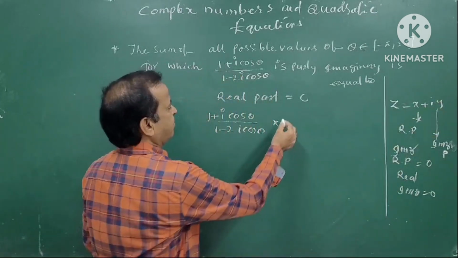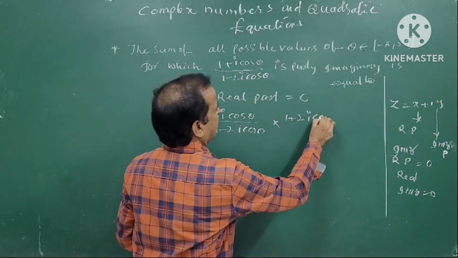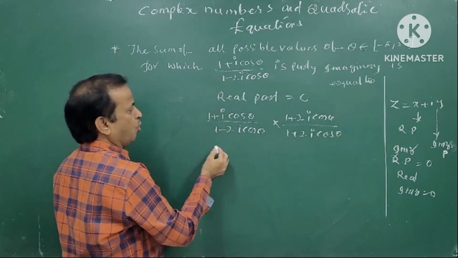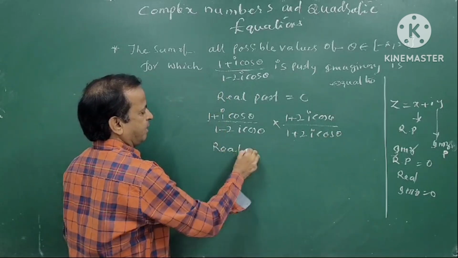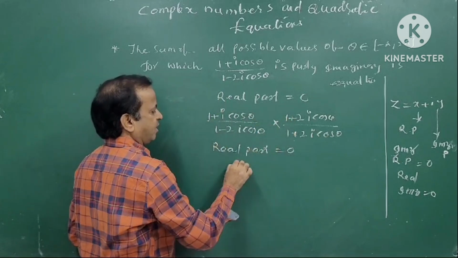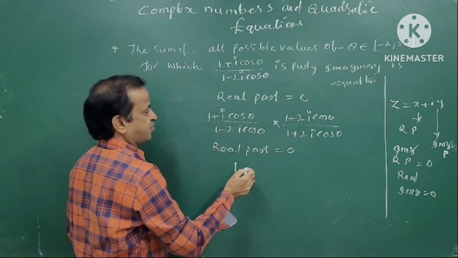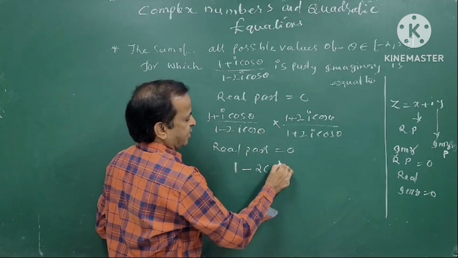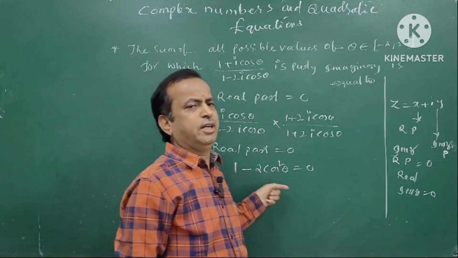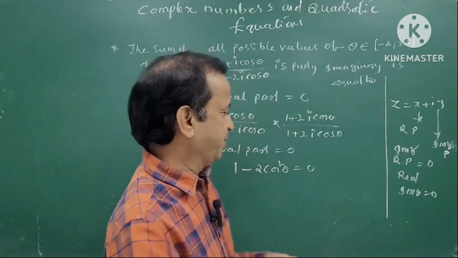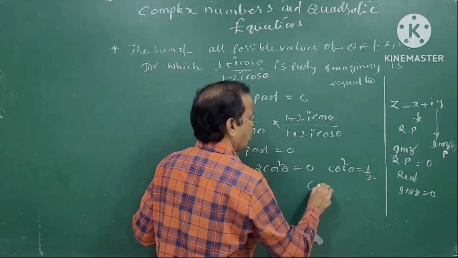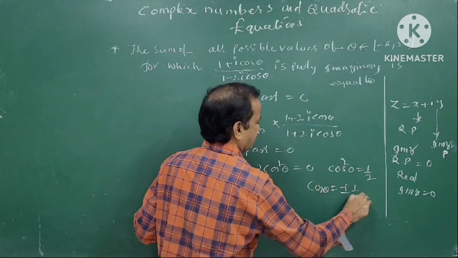So here, 1 plus 2i cos theta by 1 plus 2i cos theta. I am taking only the real part, and the real part is 0. What is the real part? 1 plus i square minus 1, 2 cos square theta. The denominator we need not take, because the denominator must simply not be equal to 0. After simplification, cos square theta is equal to 1 by 2, so cos theta is equal to plus or minus 1 by 2.